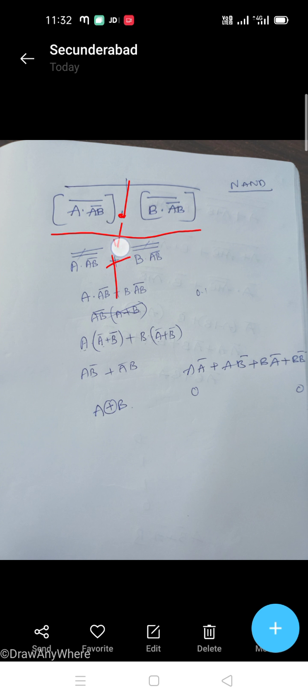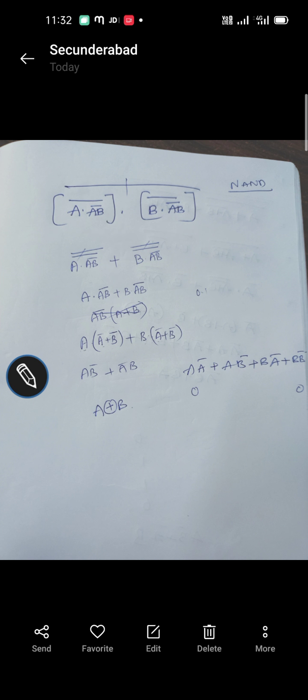Conversion of product into sum. This is the conversion of product to sum rule and sum to product rule. So first I have to cut the bar.